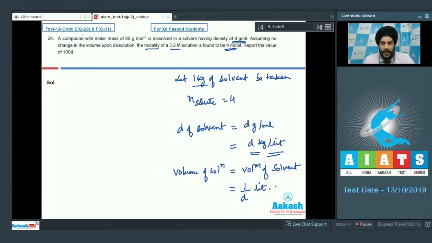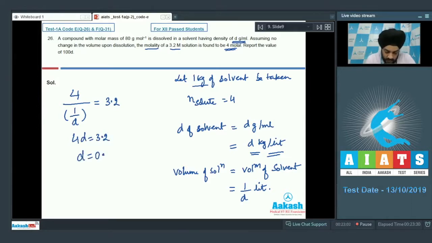Now students, we have the molarity of the solution. So there are 4 moles of solute present in 1 by d liter. The molarity value is given to be equal to 3.2. So on solving, we have 4d equal to 3.2. So the value of d will come out to be equal to 0.8. Students, we have to report the value of 100d, and the value of 100d will come out to be equal to 80. For this question, we have to mark the answer as 80. Let us look at the next question now.